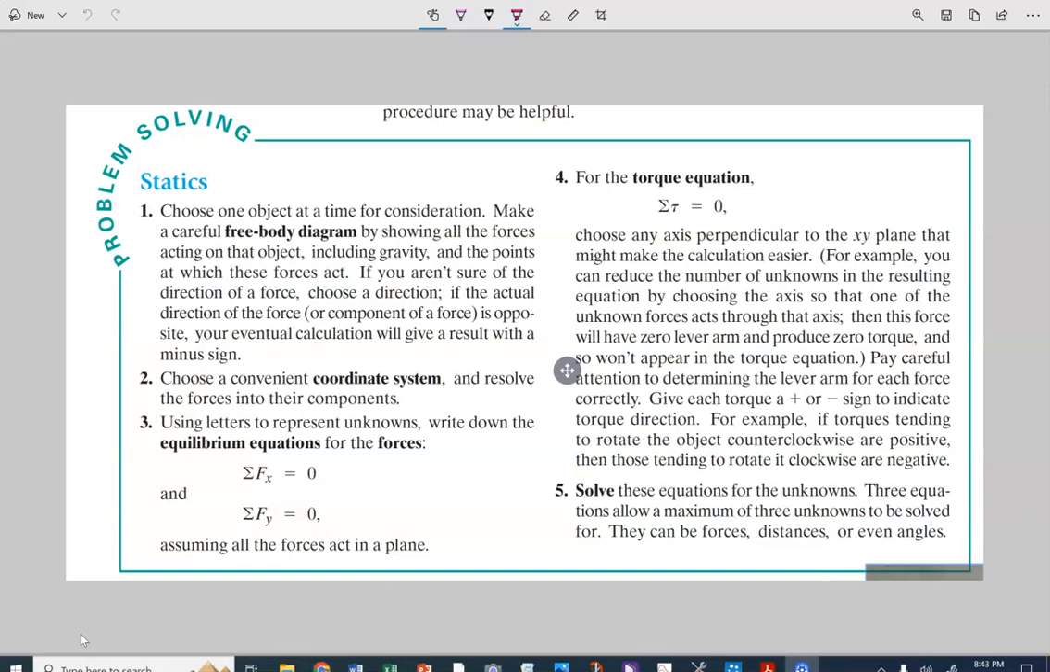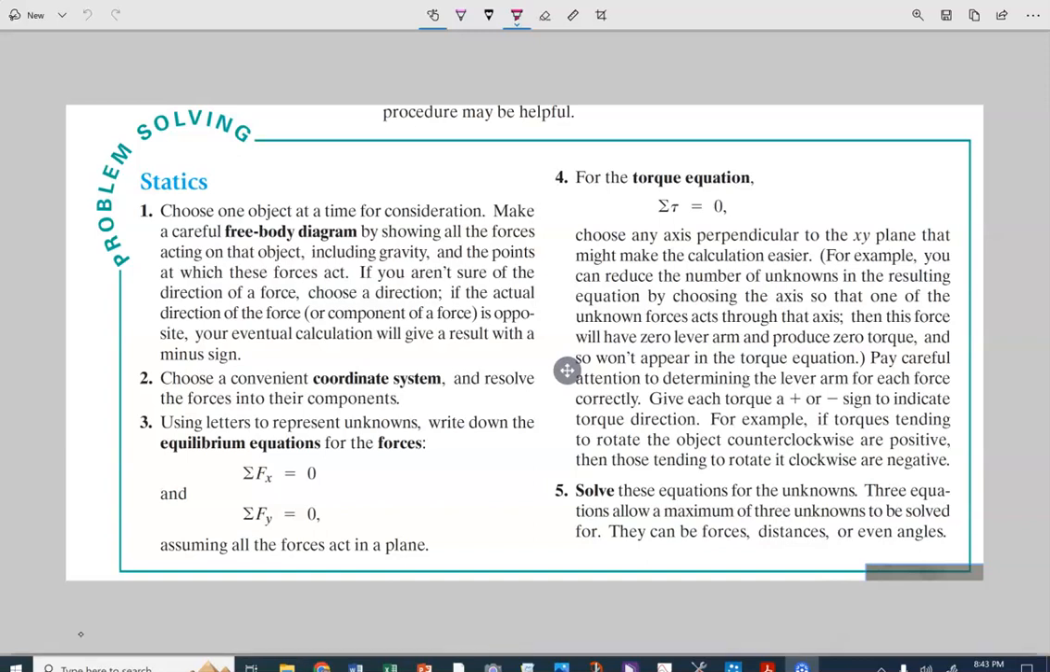Choose one object at a time for consideration. It might be a diving board, it might be a sign or a brace. Make a careful free body diagram. Now this object, instead of being a single point, is going to have length, whether the length is at an angle or if it's horizontal or vertical. Show all the forces acting on the object, including gravity.